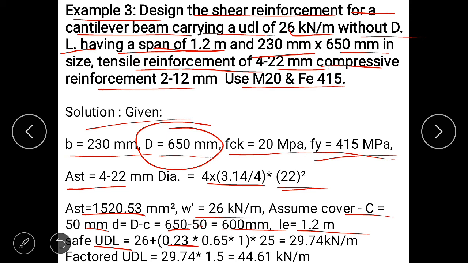So 230 mm means 0.23 meter and 650 mm means 0.65 meter, so 0.23 into 0.65, and the density of concrete is 25, so 26 plus 0.23 into 0.65 into 25, so total is 29.74 kilonewton per meter. So factored UDL, multiply this by 1.5, that is 44.61 kilonewton per meter. Kilonewton per meter is our factored UDL.